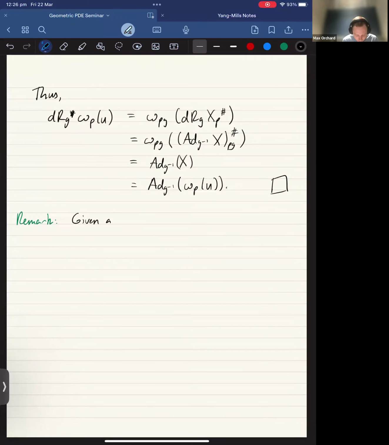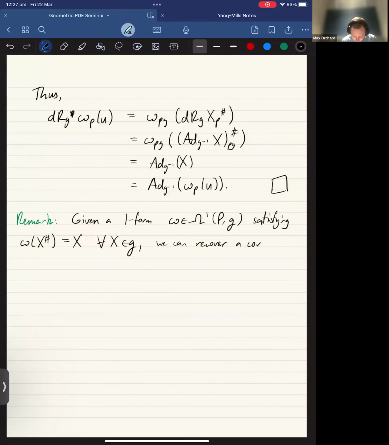So if we are given a Lie algebra valued one form here, satisfying the condition that you send fundamental vector fields to the element that generates the fundamental vector field for all x in G, we can recover a connection from this by setting the horizontal subspace at a given point to just be the set of all vectors sent to 0.